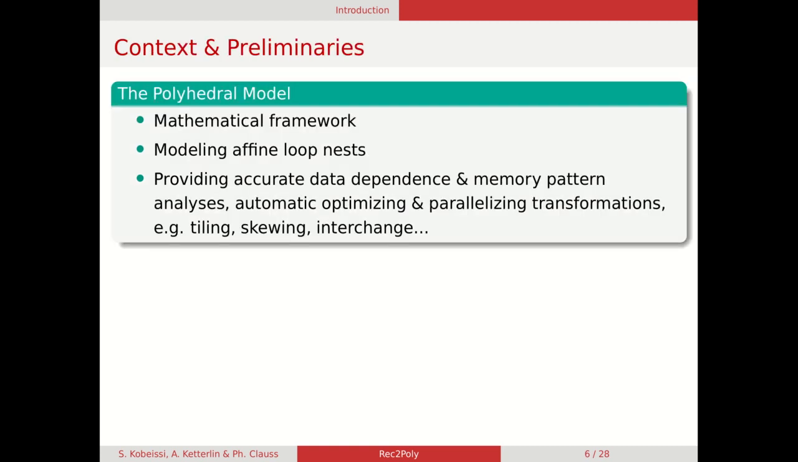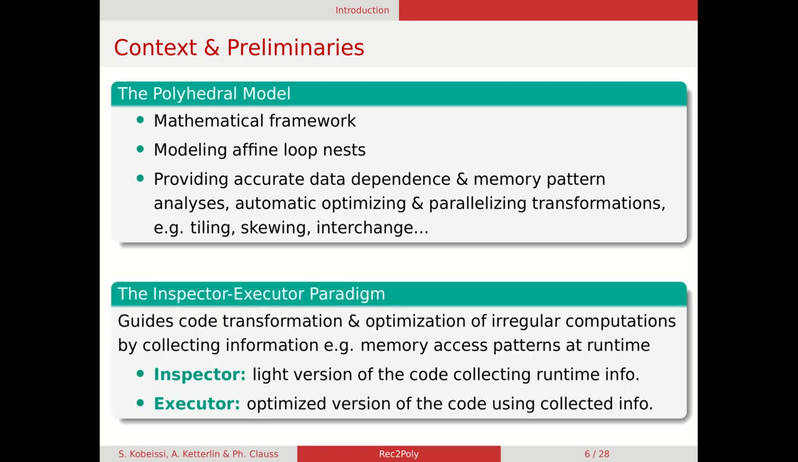Now, I would like to present two concepts and terms used in our work. First, the polyhedral model. The polyhedral model is a mathematical framework that is used to model programs, particularly affine loop nests, as an abstract representation. It provides accurate data dependence and memory pattern analysis, in addition to automatic optimizing and parallelizing transformations such as loop tiling, skewing, and interchange.